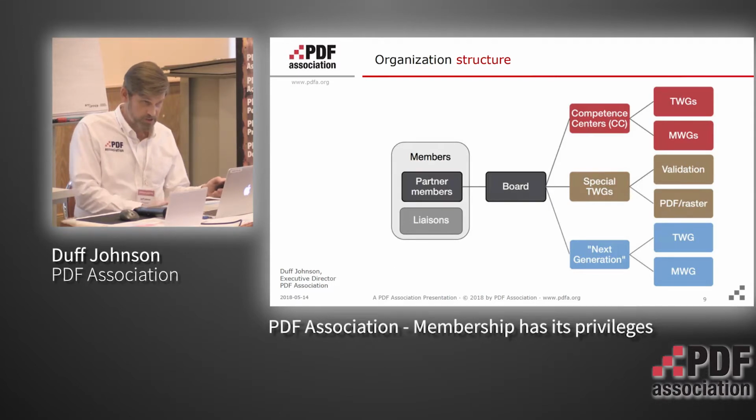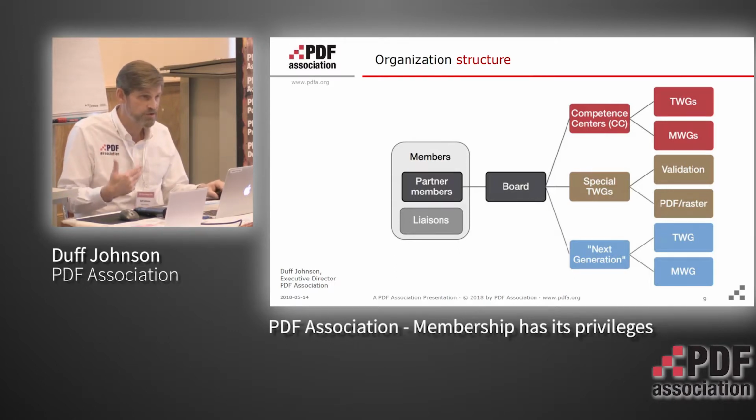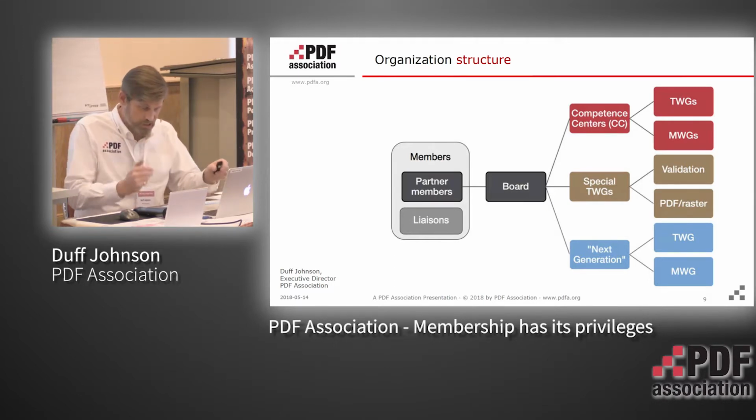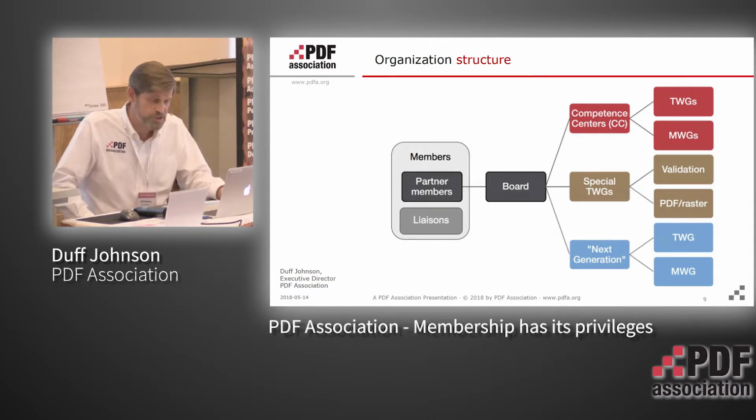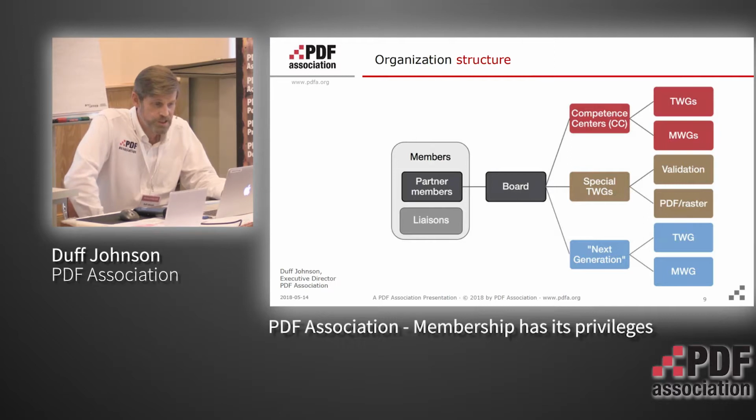There are special technical working groups that don't really fit within any competence center. Two examples of these are the PDF Validation Technical Working Group. Validation was considered a distinct subject from any individual specification, and the competence centers tend to be organized around individual subsets of PDF. And then PDF Raster was another special technical working group developed for the purpose of developing this specification, PDF Raster, which we published last year, which has now been submitted, in fact, into the ISO process for ISO standardization as a PDFR.